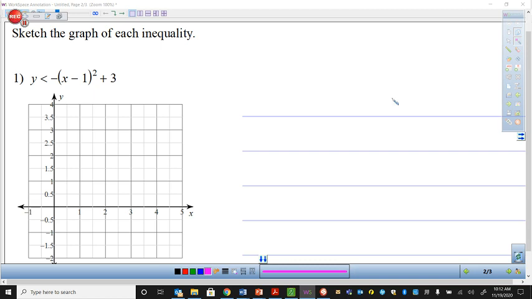Okay, guys, we're going to show you how to graph some inequalities. This will be a review though, because we've already talked about graphs of these before. We've already talked about the vertex and if the graphs go up or down. So it is going to be a lot of review. All right, so let's look at this. It says, sketch the graph of this inequality.